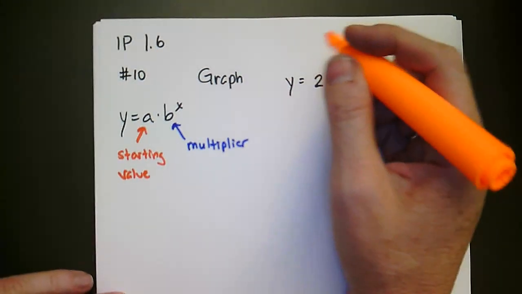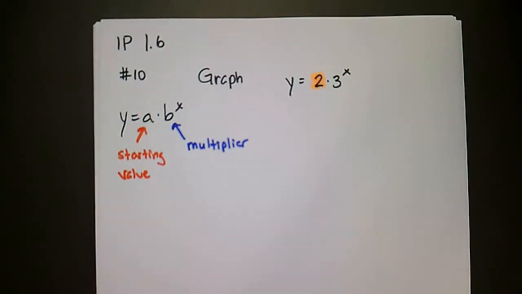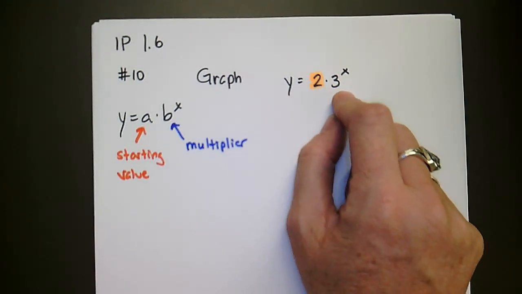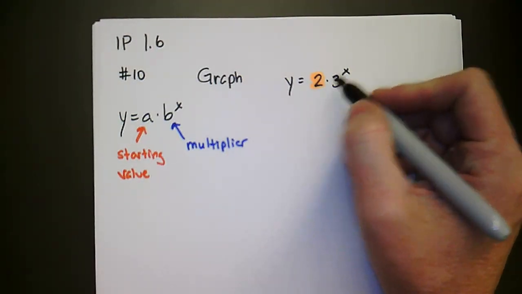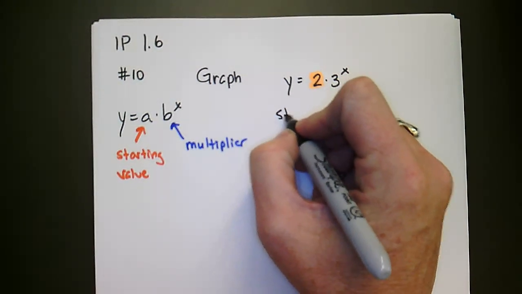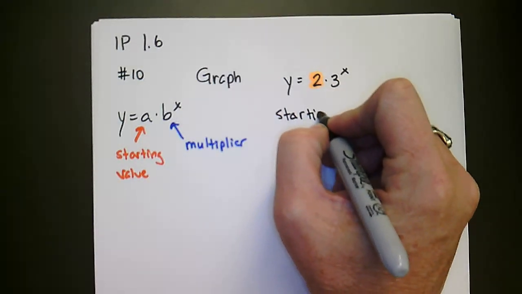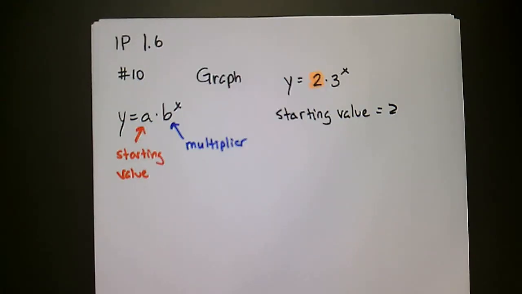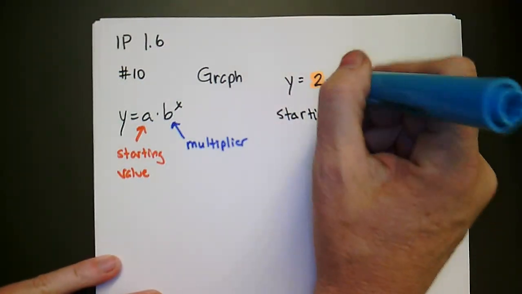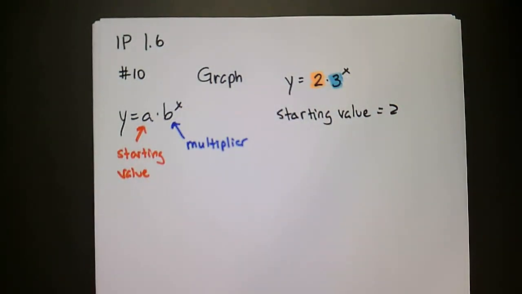So our starting value here is the number that is out in front. It's a 2. Now be careful, don't try to multiply that together and make that 6. That won't work. This is an exponent, which would have to be done before you can multiply. So our starting value is 2. And then our multiplier is going to be 3. This is the number that is being raised to the exponent.